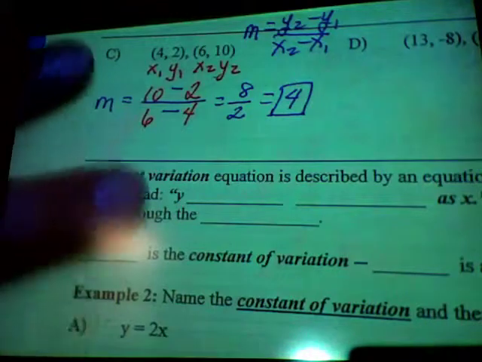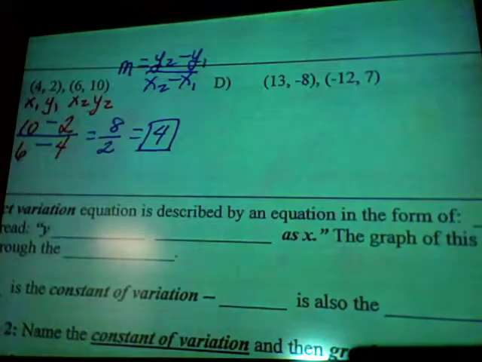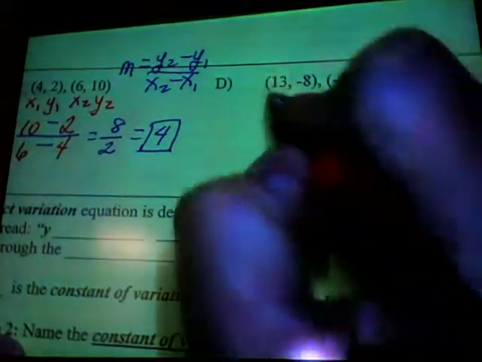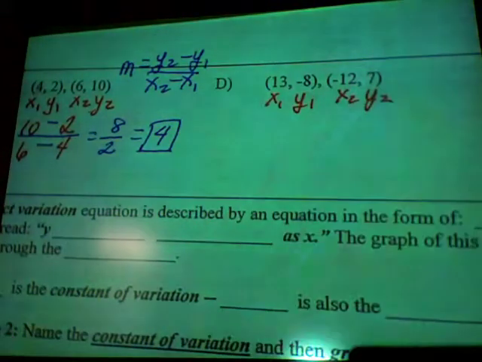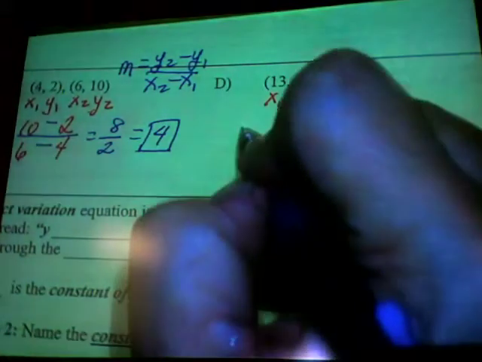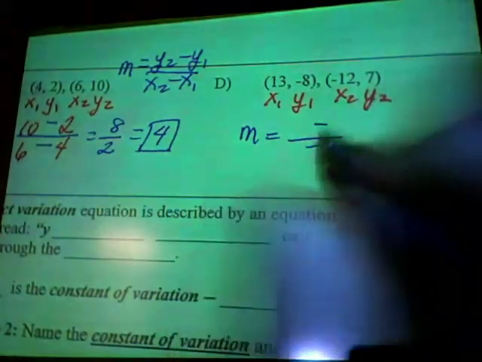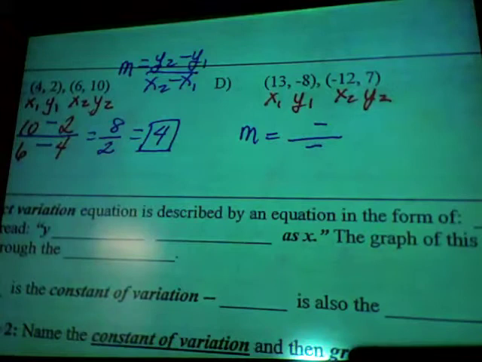All right, so do D on your own. Label your points. And when I grade your work on this, I want to see you plugging into this formula. If I don't see you plugging into that formula, you will lose points. So don't do scratch work.